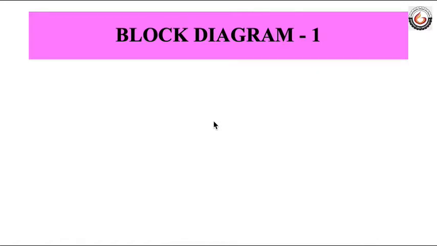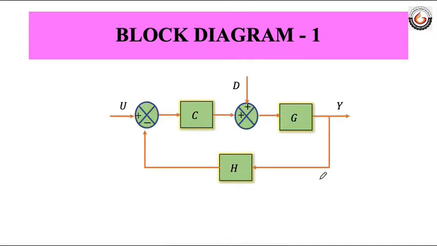Hello everyone. In this lecture, we will try to solve some problems in relation to block diagrams and signal flow graphs that we have studied in the previous lecture. To begin with, we will try to draw a simple control system with a plant and a feedback loop. So this is how the block diagram will look.